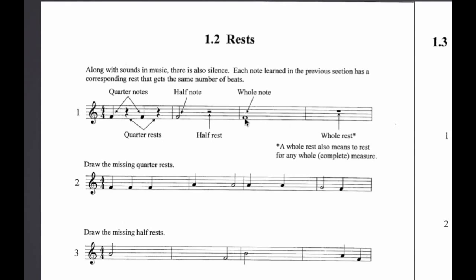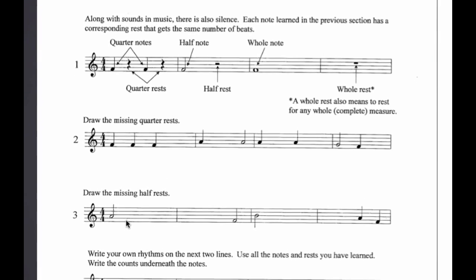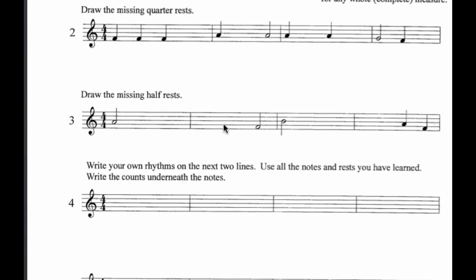A whole note lasts for 4 beats, and a whole rest that looks like an upside down top hat or a rectangle that's hanging from the line is 4 beats. Draw the missing quarter rests. One would go here, here, here, here, and there. And we drew the missing half rests here, here, here, and here.